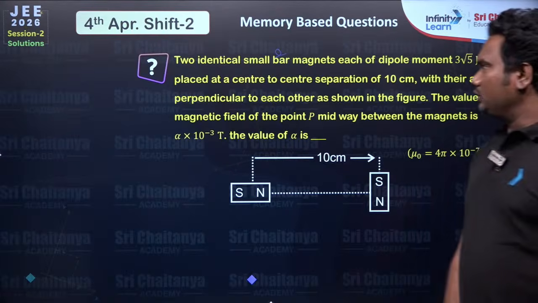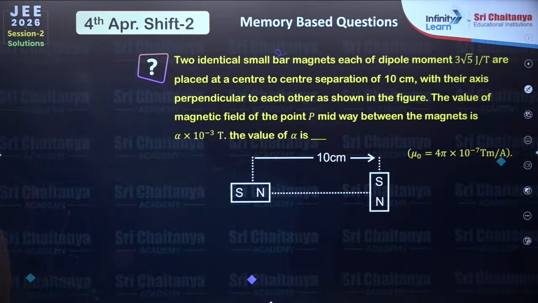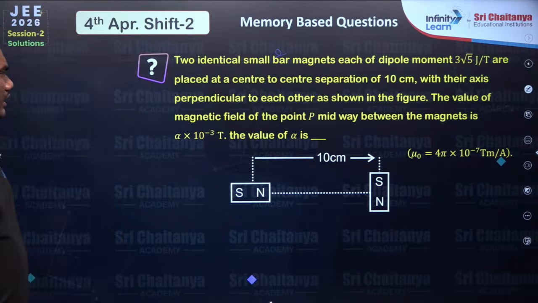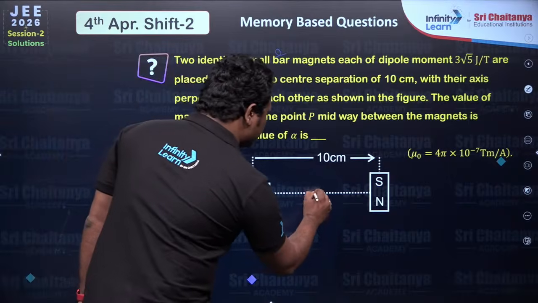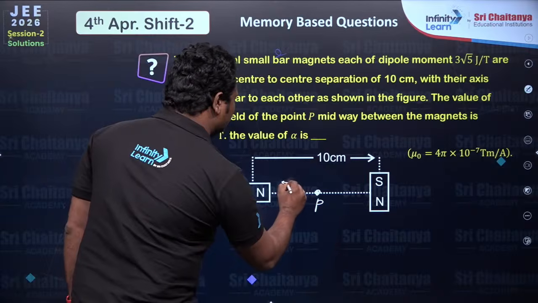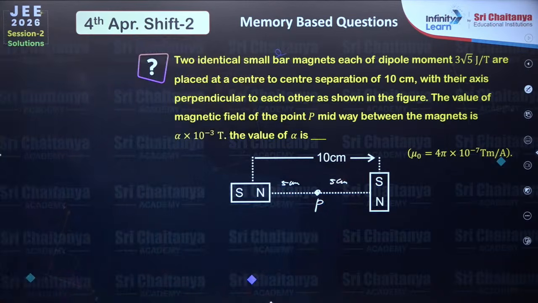One more very regular question. Two identical small bar magnets, each of dipole moment 3 root 5, are placed at a center to center separation of 10 centimeters with their axes perpendicular to each other as shown in the figure. The value of magnetic field at point P, somewhere between. So P is somewhere between, so this will be 5 centimeters and this is also 5 centimeters.